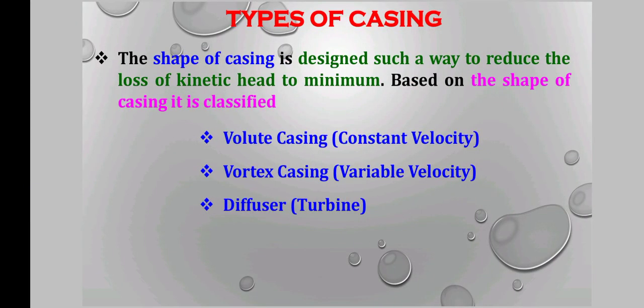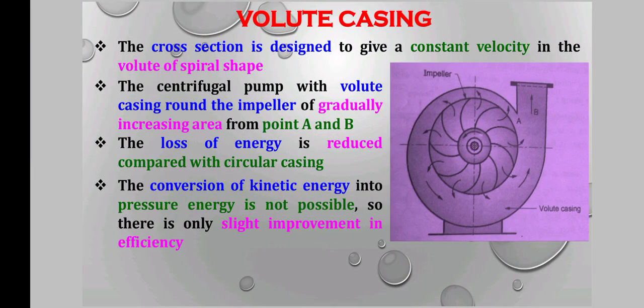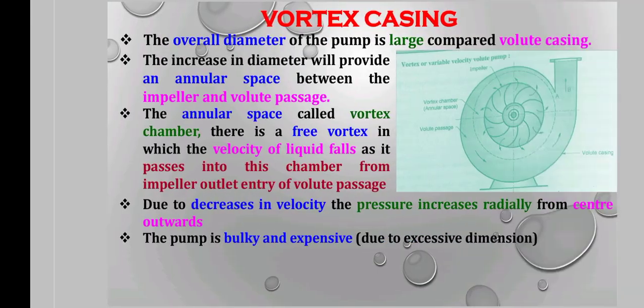And the types of casing. The shape of the casing is designed in such a way as to reduce the loss of kinetic energy to a minimum. Based on the shape of the casing, it is classified as volute casing, vortex casing, and diffuser casing. The volute casing is shown in the figure. The cross section is designed to give a constant velocity in the volute, which is of spiral shape. The centrifugal pump with volute casing has an area around the impeller gradually increasing from point A to point B. The loss of energy is reduced compared with circular casing. The conversion of kinetic energy into pressure energy is not complete, so there is only a slight improvement in efficiency.